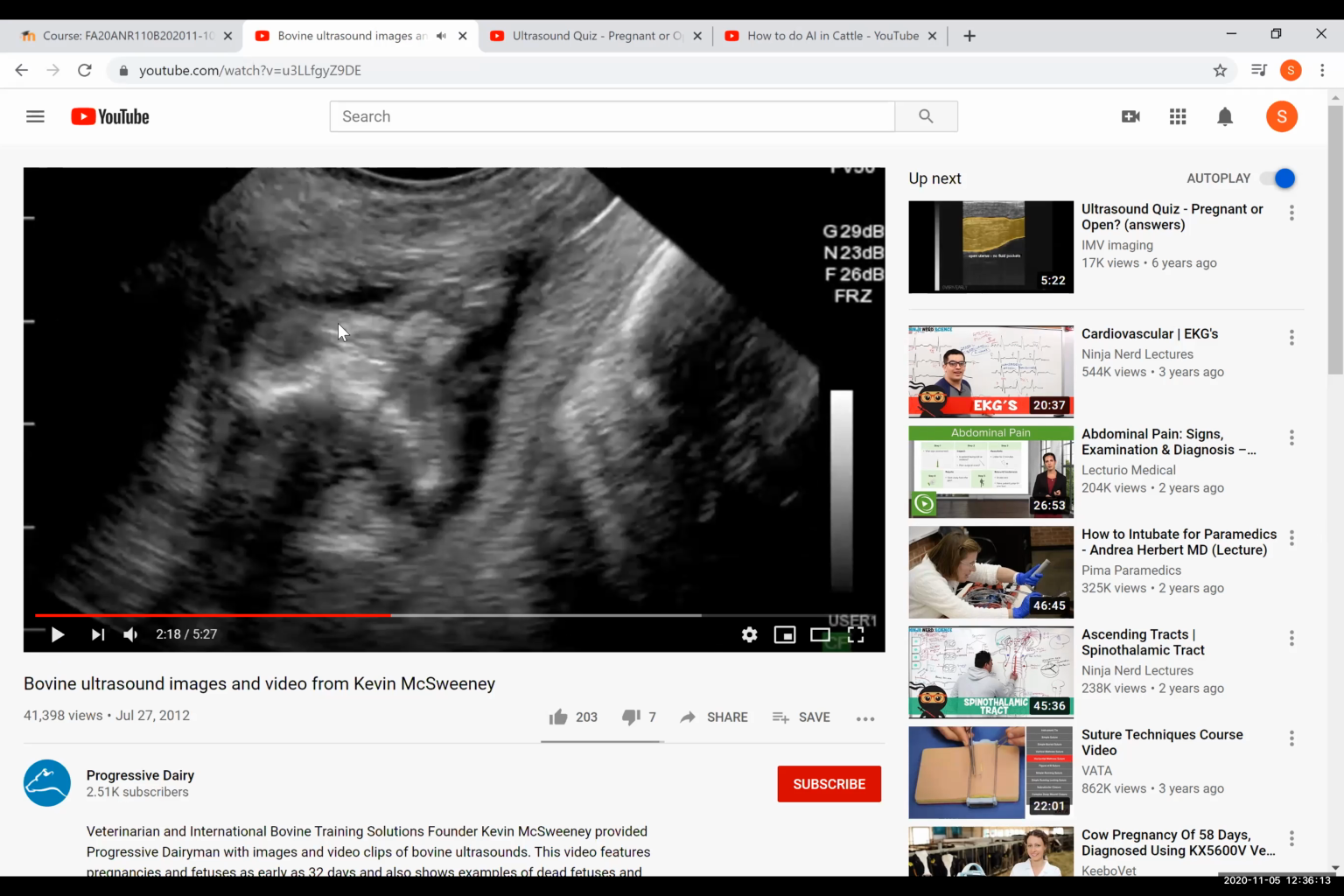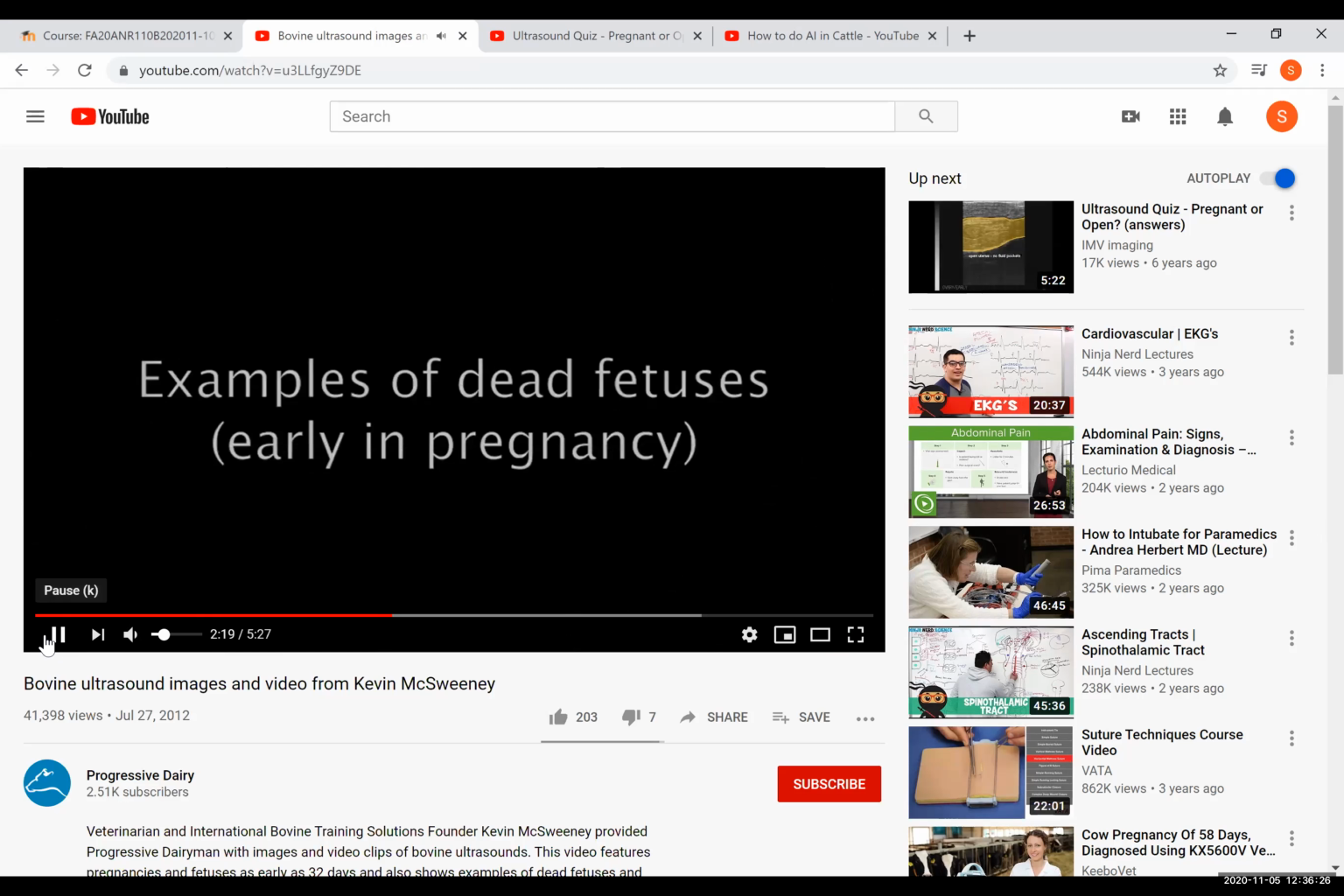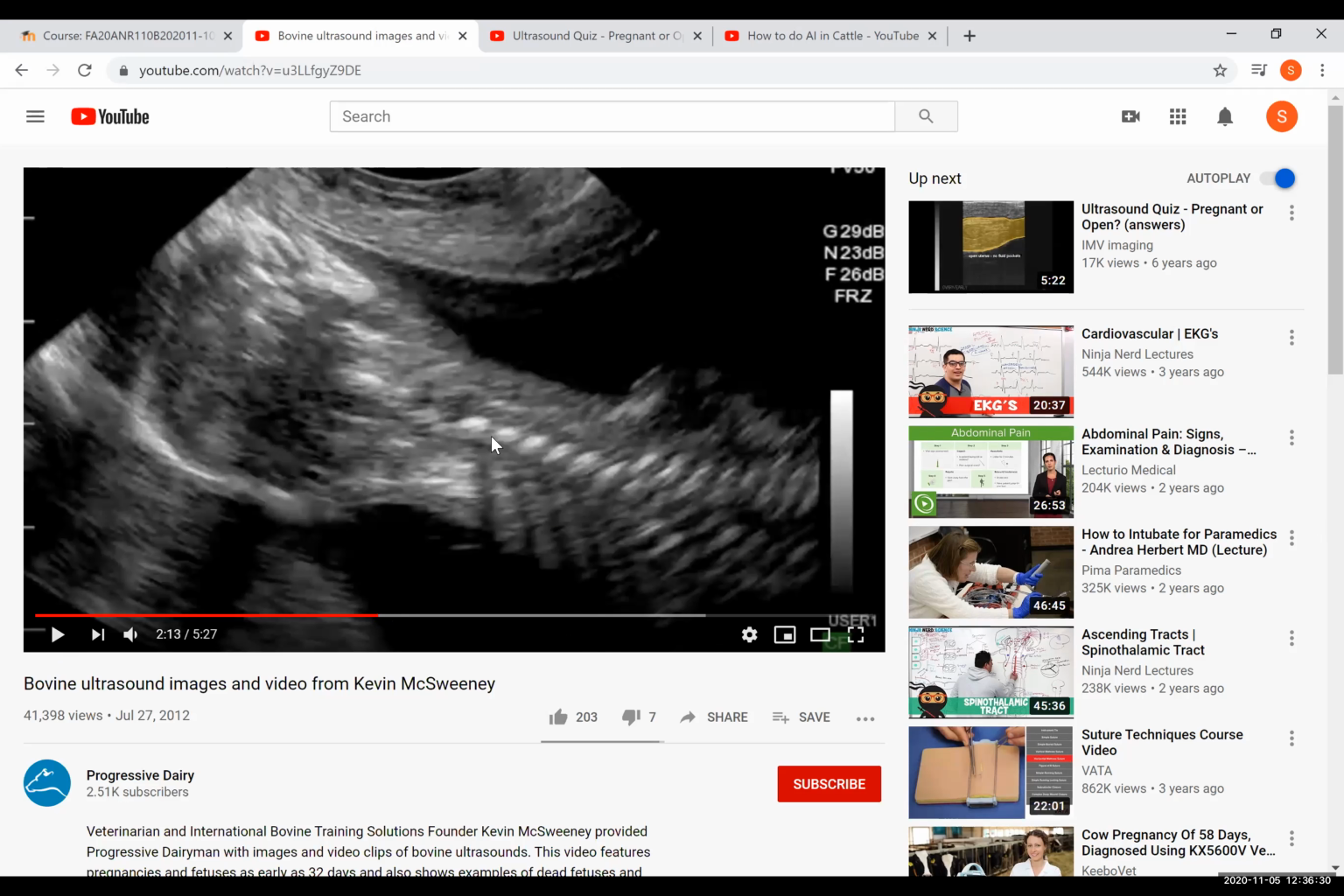So this is its skull that you can see here. Rostrum's this direction. This would be the caudal part of the cranium, the skull. All right, we don't need to look at a dead fetus. But here also, this is the spinal cord, the rib cage forming. And so it's pretty cool that you can actually see these different structures.